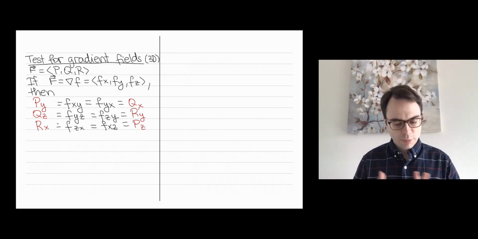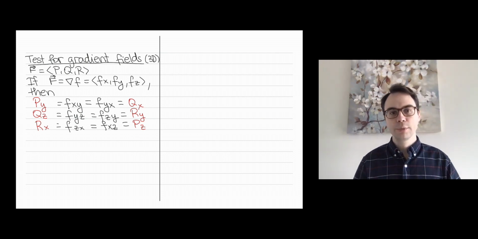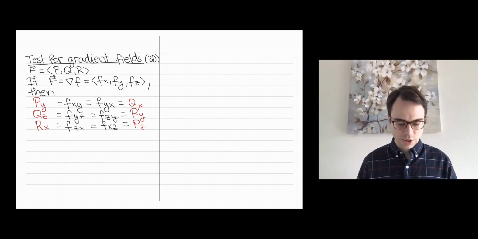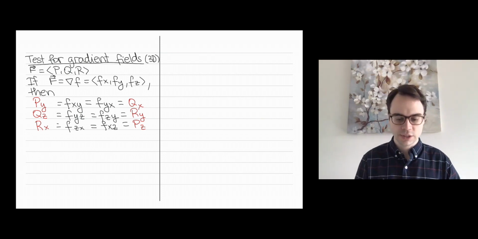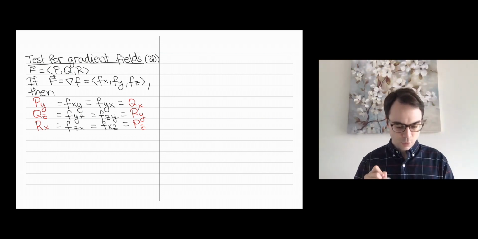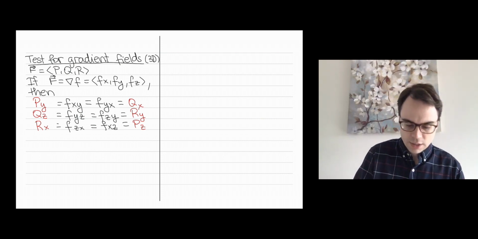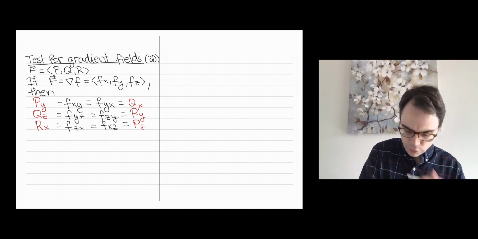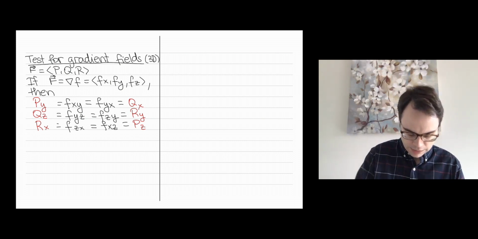And so similarly to before, it turns out that these are all the relations I need. In good circumstances, these are all the relations I need to detect whether a vector field is a gradient field. What I need here for this to be true is that the vector field is defined for all points in the plane. So let me just say this again.